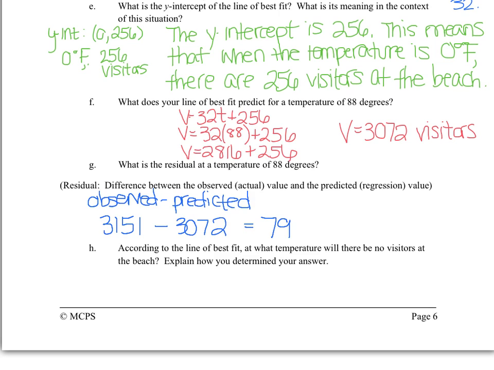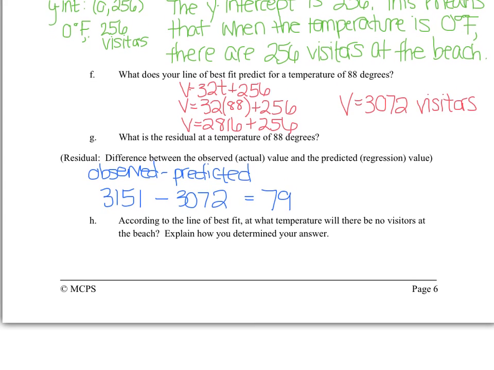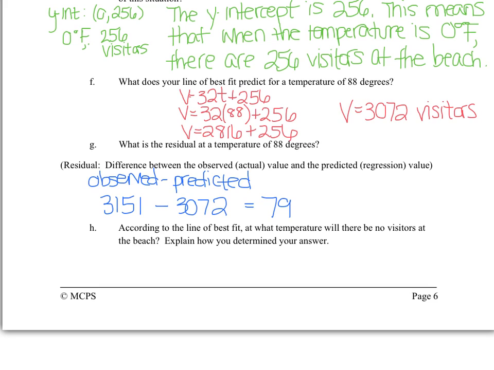Finally, part H, according to the line of best fit, at what temperature will there be no visitors at the beach? Explain how you determined your answer. Well, we can determine our answer by showing work. So we're going to use the equation V equals 32T plus 256. And we want to know what is T when V, number of visitors, is 0.